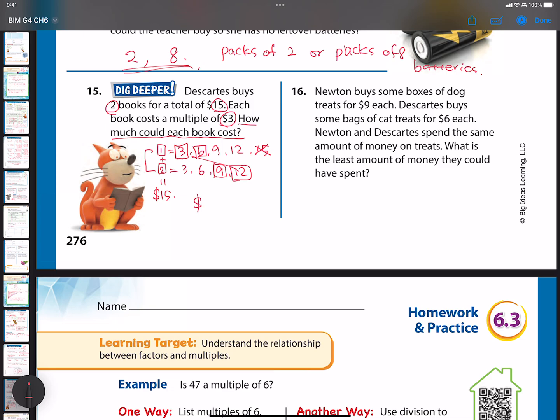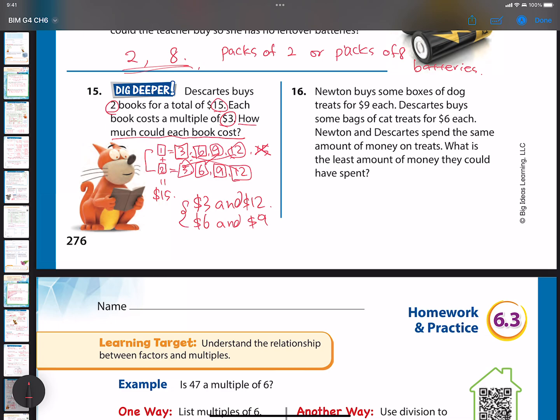So it has to be what? $3 and $12. Okay, it's gonna repeat again. So $9, $6, $12, $3. So we don't have to write over again. Okay, $3 and $12 and $6 and $9. Okay, you understand? So this is the possibility.